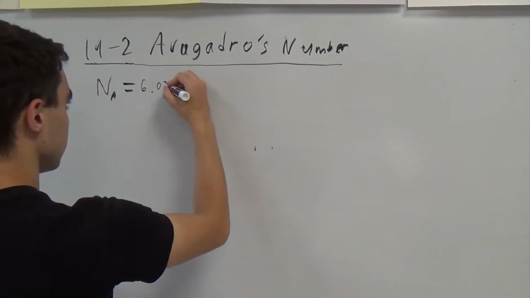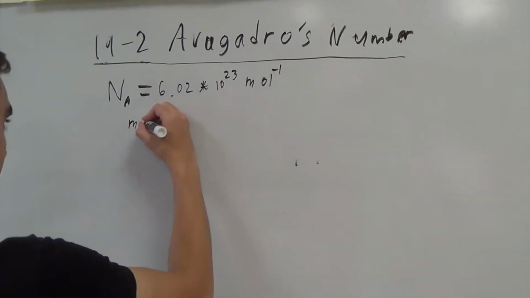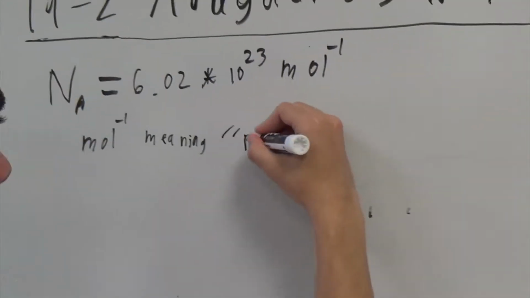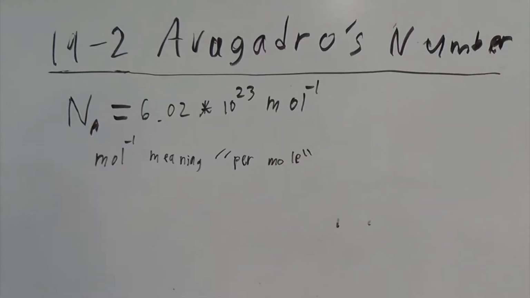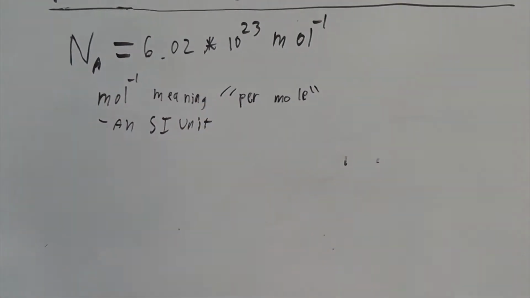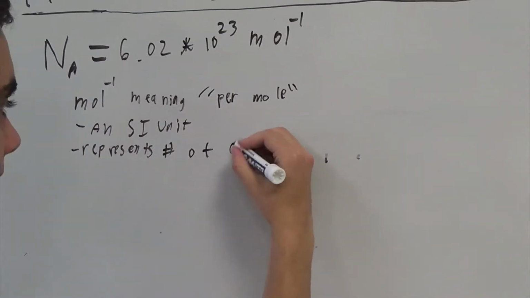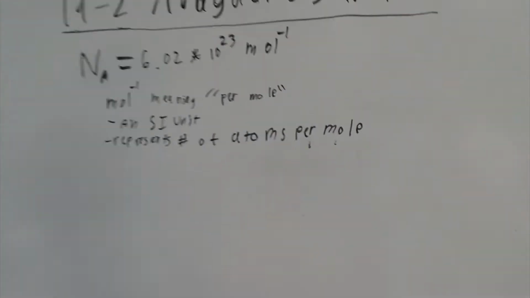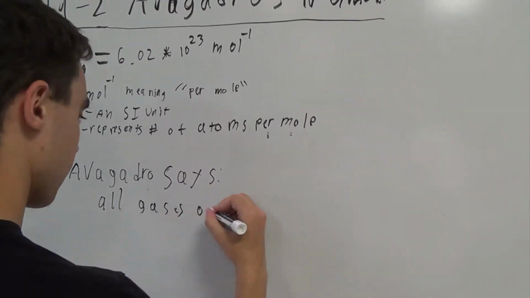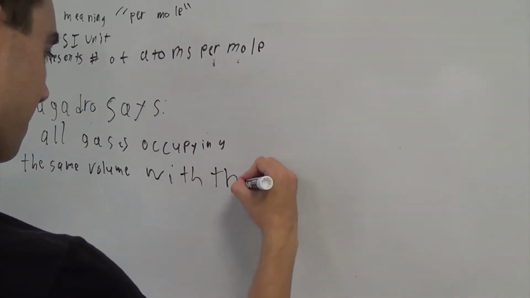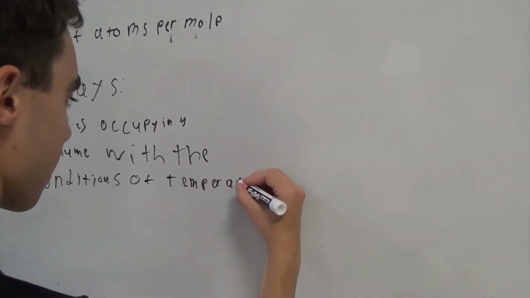Avogadro's number defines the number of atoms there are per mole, which happens to be 6.02 times 10 to the 23rd atoms per mole. Avogadro suggested that all gases occupying the same volume under the same conditions of temperature and pressure contain the same number of atoms or molecules.